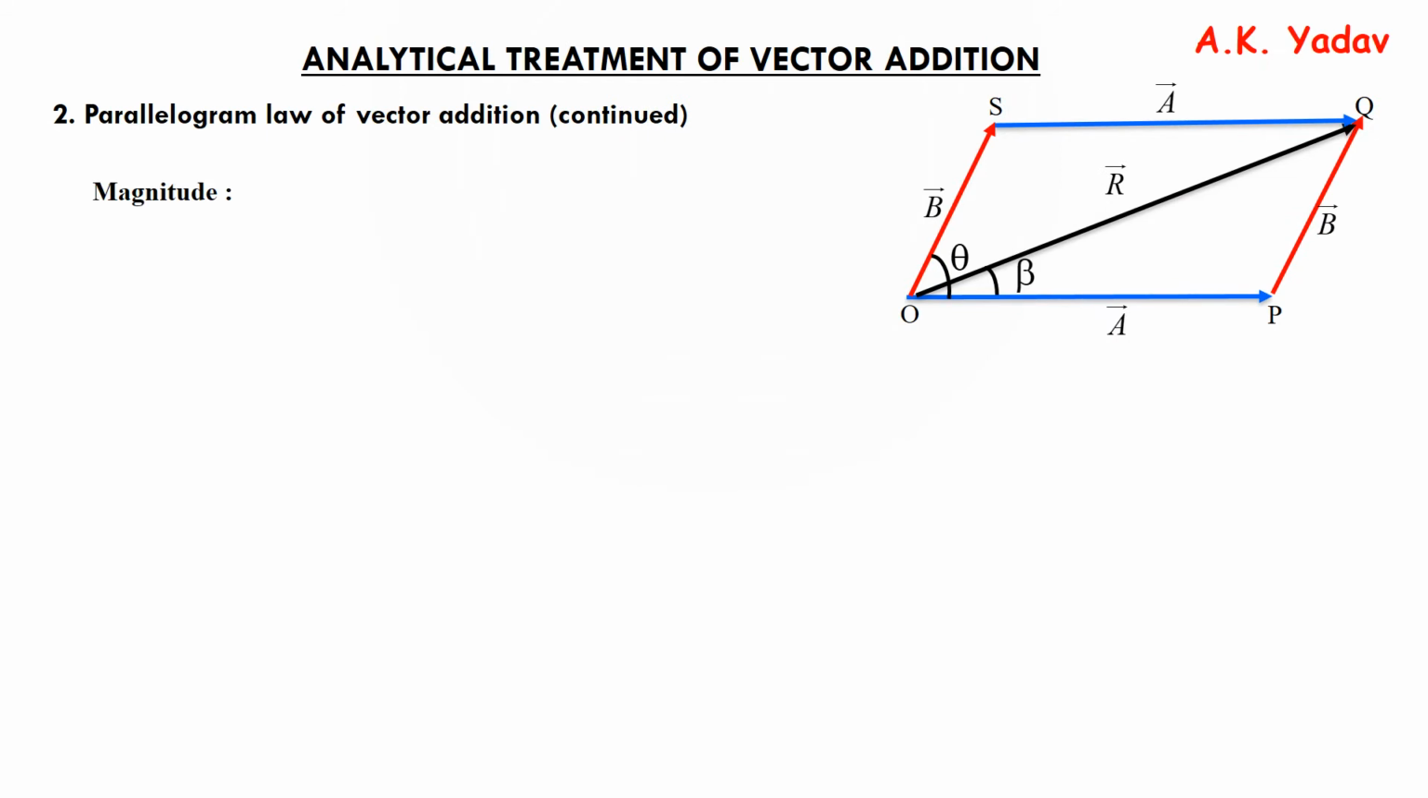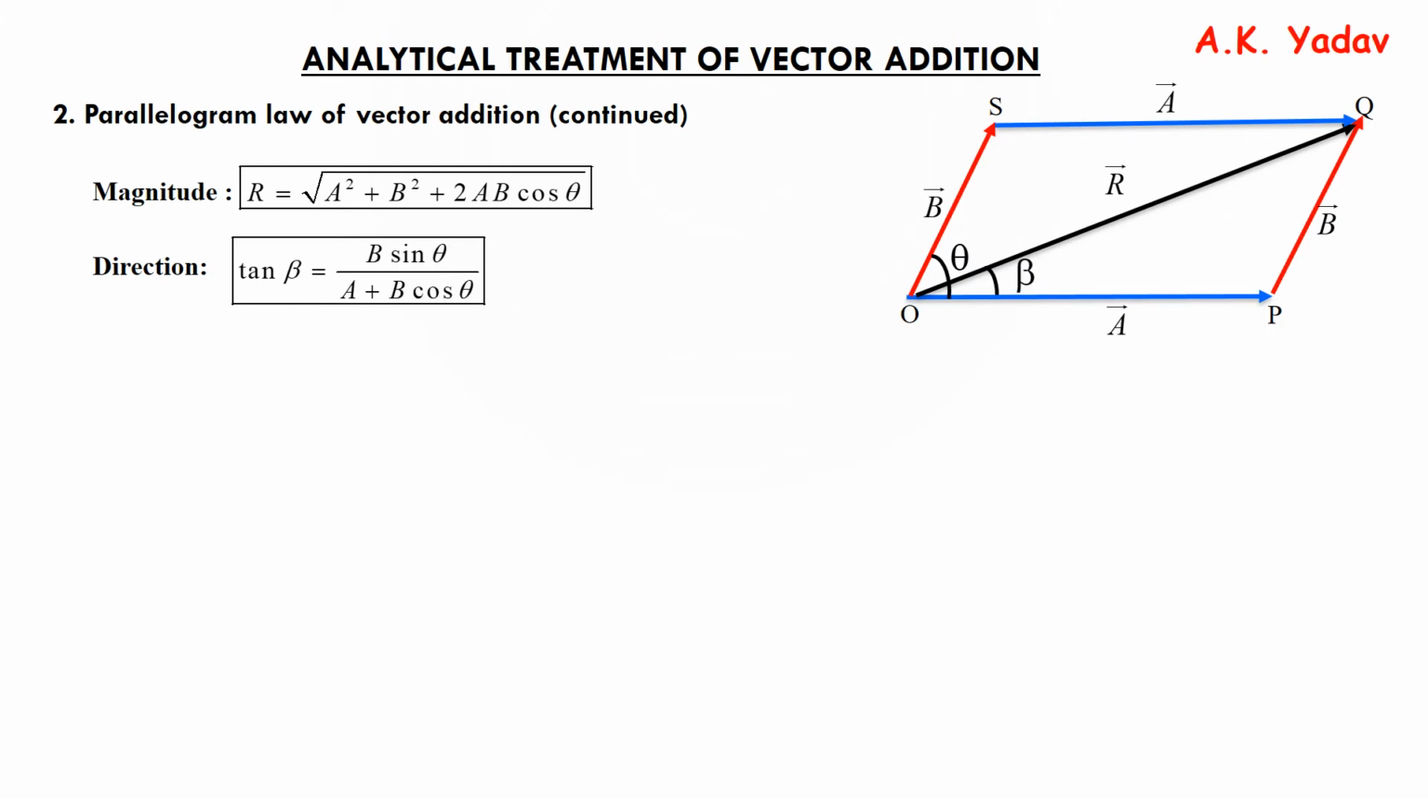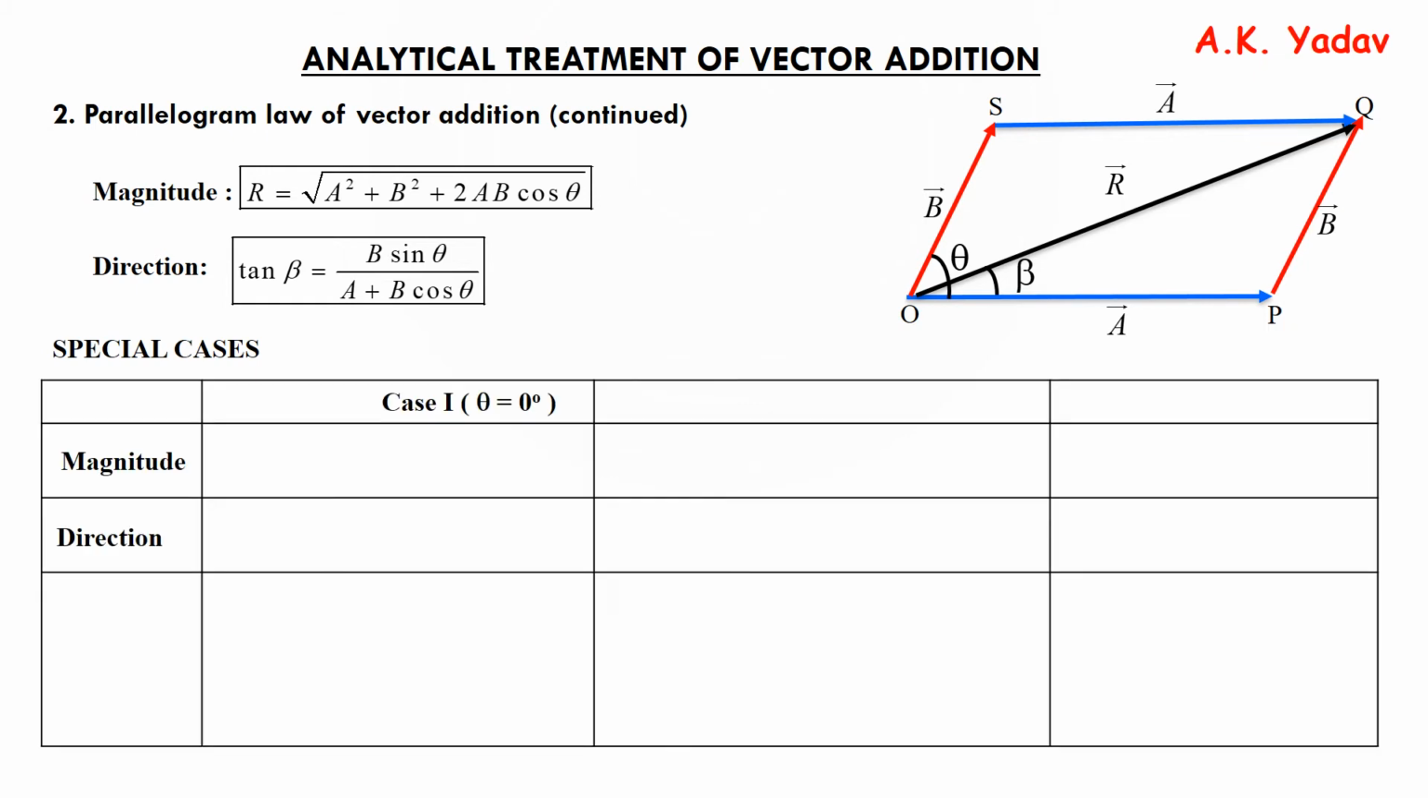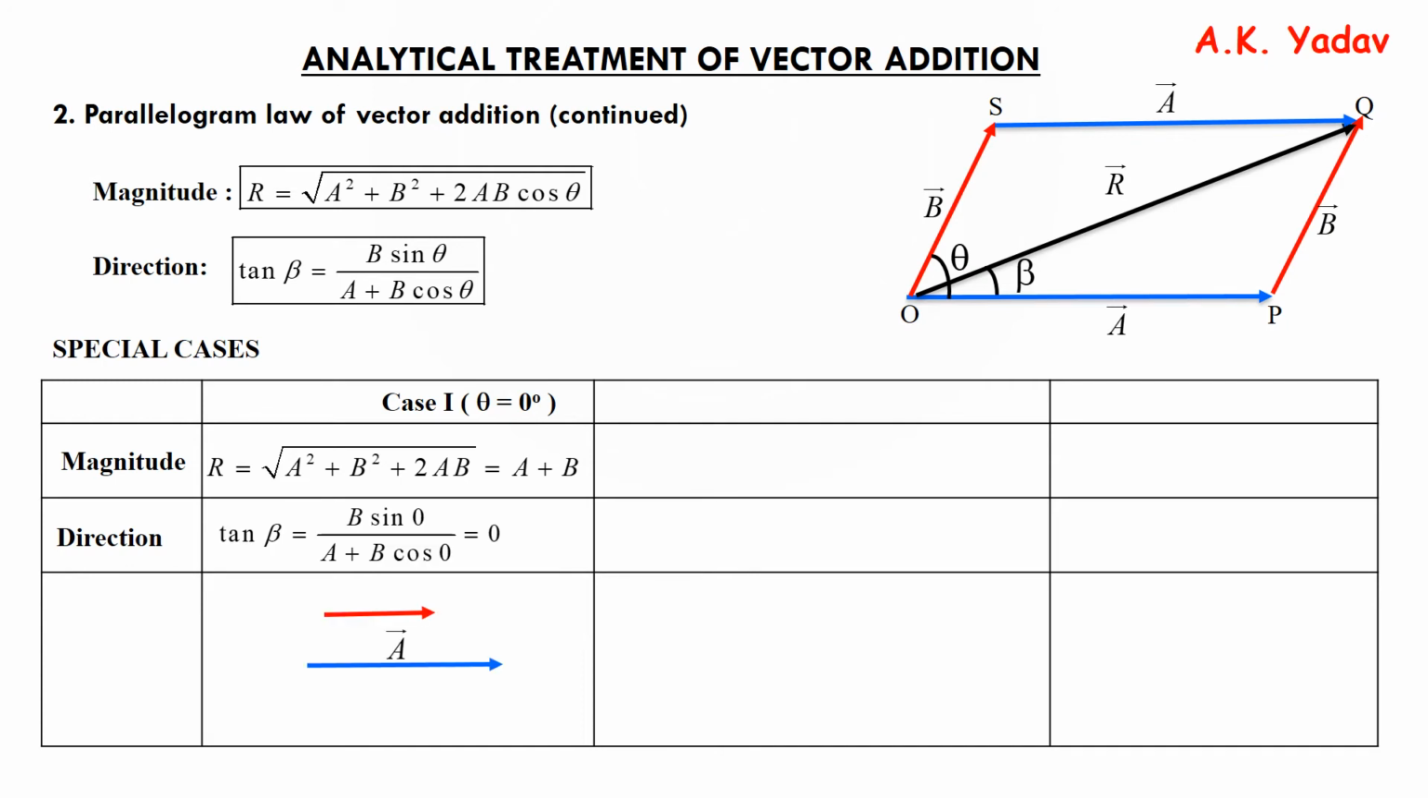Now we found out the magnitude, which was R is equal to under root of A square plus B square plus 2AB cos theta. Direction also, tan beta is equal to B sine theta upon A plus B cos theta. Now let us do a few special cases. When theta is 0, R is equal to A plus B, tan beta is equal to 0, that is beta is equal to 0. So this is the case when the vectors are acting in the same direction. We simply add to get the resultant.